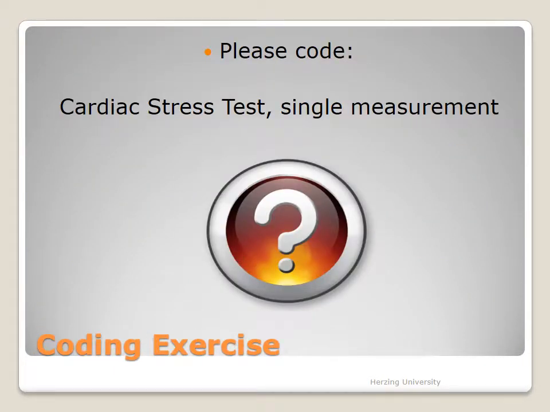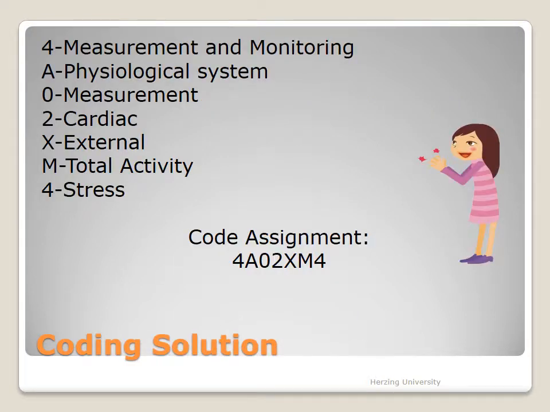Let's try our hand at coding a cardiac stress test, single measurement. Okay, so let's go over to the answer to the coding assignment. The correct answer is 4A02XM4. 4 equals measurement and monitoring, A equals physiological system, 0 equals measurement, 2 cardiac, X external, M total activity, and 4 stress. I hope you all got that answer.